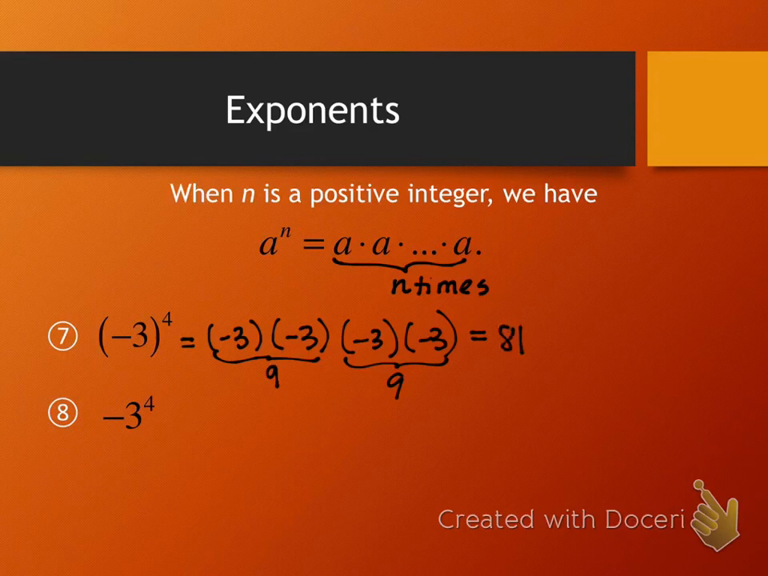81. But the difference on number 8 is it's not negative 3 to the 4th. Yes, there's a negative, but the value that's raised to the power 4 is the 3. Okay, that's how it's distinguished differently. That's why the parentheses were used on the first one, and they're not on the second. It's because on the second one, what it really means is, yes, there's a negative, but I actually have 3 times 3 times 3 times 3. It's still 81, but it's negative 81. Because there's only one negative here instead of 4 of them.